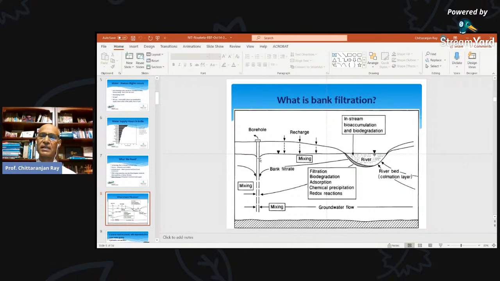But what happens is that, depending upon the hydraulic connection between the river and the aquifer, which is below the river or where the well screens are located, you'll have a portion of the river water flowing to the aquifer and then finally coming to the well, and that well is pumping that water out. So many processes occur: physical filtration, biodegradation, adsorption of chemicals to surfaces of colloids or organic particles in the aquifer, chemical precipitation, redox reaction, and many of these things happen. So it's a mix of reactions. It's a complicated process to fully mathematically put these together for a solution. So this is what happens, and we get at the end relatively clean water to supply to the public.